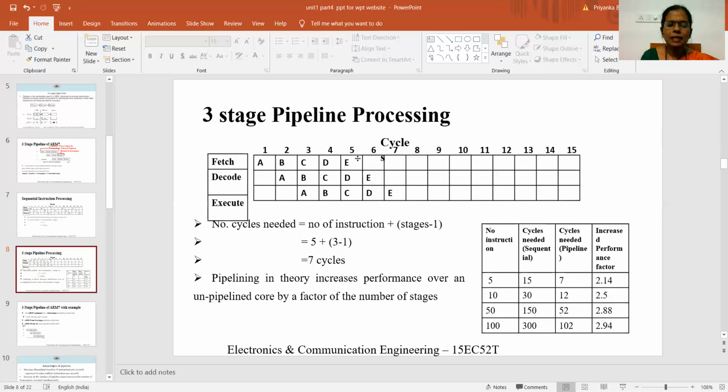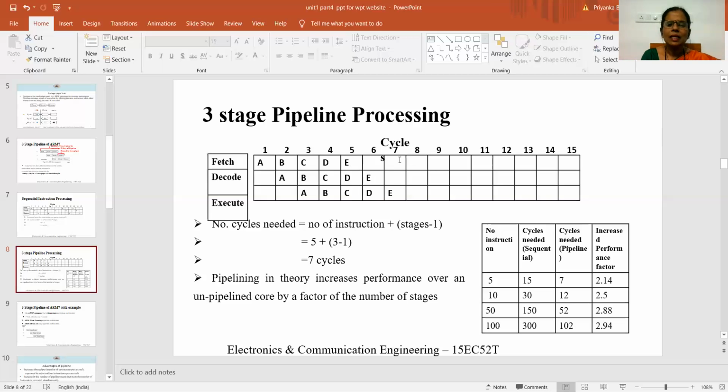In the fifth cycle, instruction E is fetched, instruction D is decoded, and instruction C is executed. And in the sixth cycle, if I don't take any instruction for fetching, this will be vacant, and instruction E, which is already fetched, goes to the decoding stage, and instruction D, which we have decoded, comes to the execution stage.